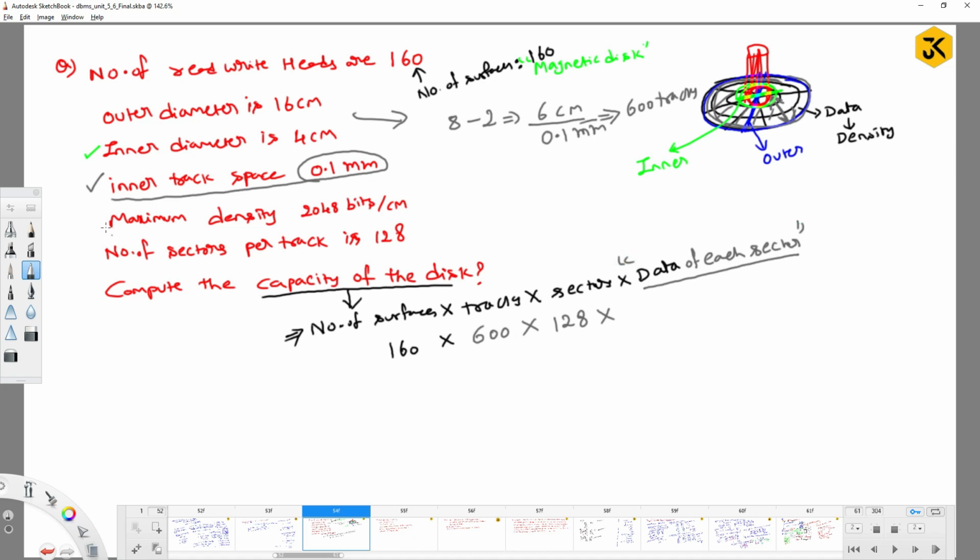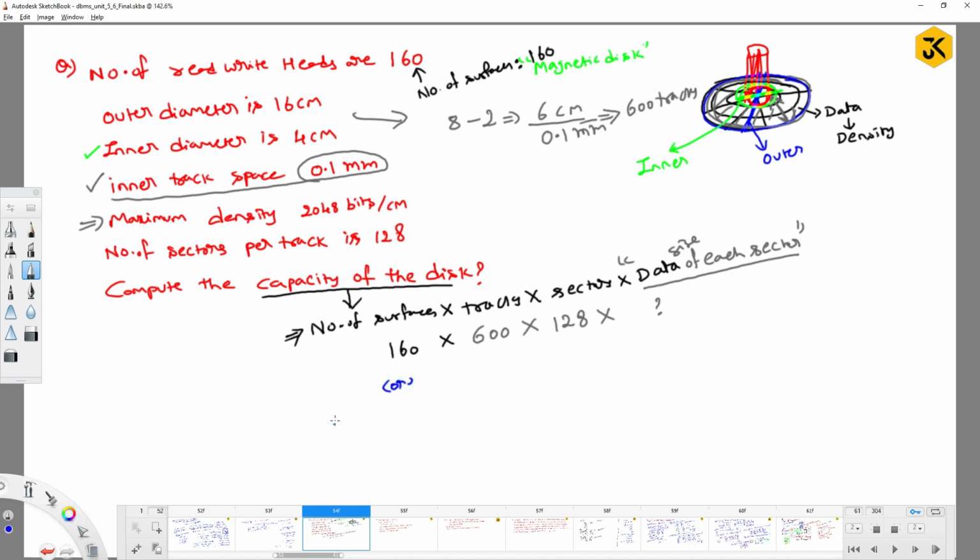No, they haven't given it. They have given only density. They haven't given the data size of each sector, right? Then this particular procedure is not possible for us. Am I right? Because this particular parameter is unknown, I cannot solve it. What is another solution? Can I go another way?